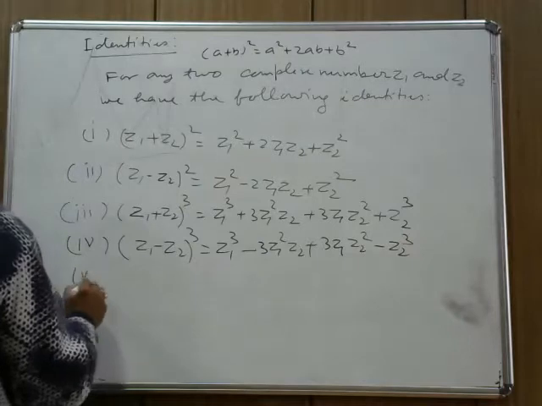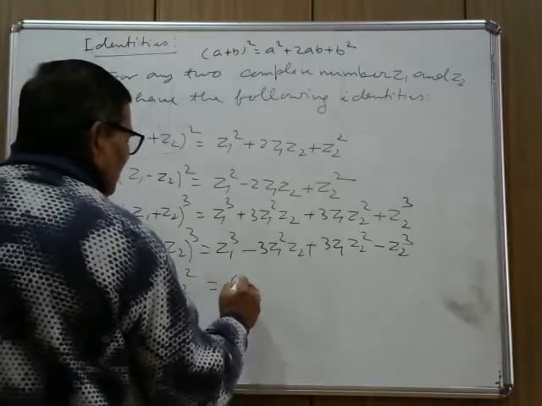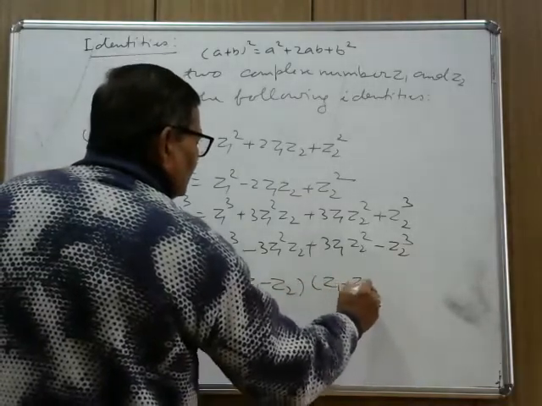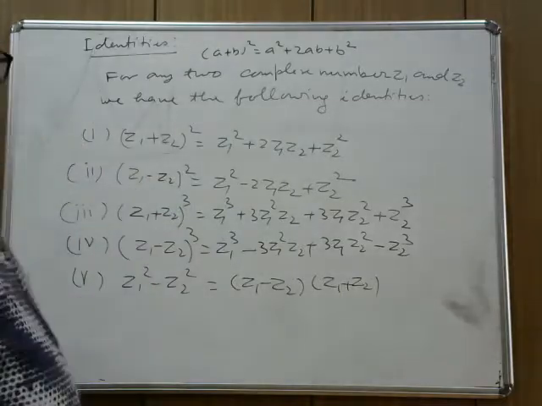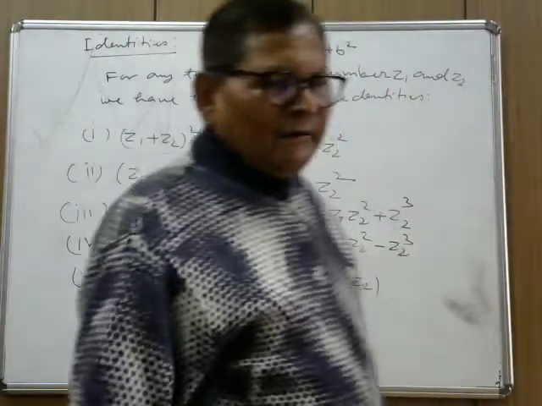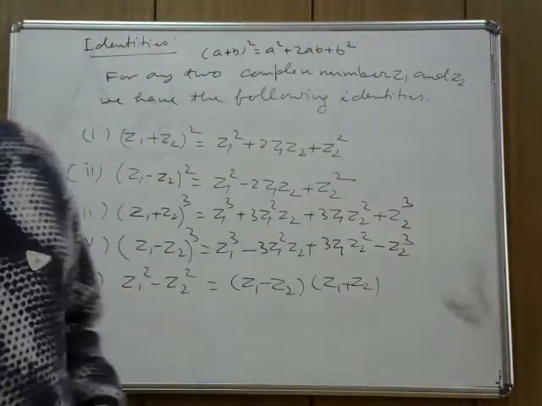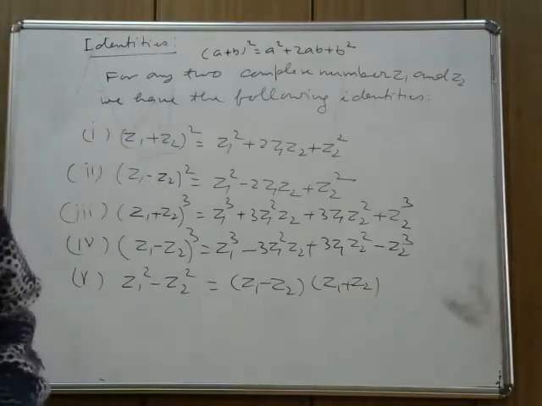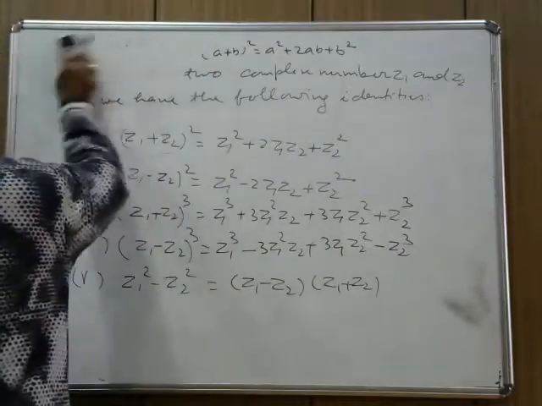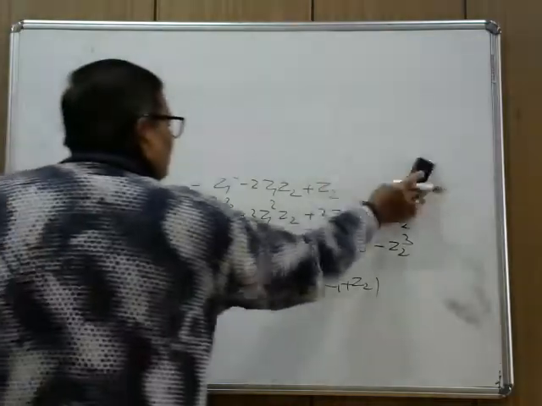Now fifth, that is the last, Z1 square minus Z2 square can be written as Z1 minus Z2 into Z1 plus Z2. You have seen all these identities for real numbers, and they also hold for complex numbers. Now, express the following in the form of a plus bi. Now we are starting questions. Question 1.